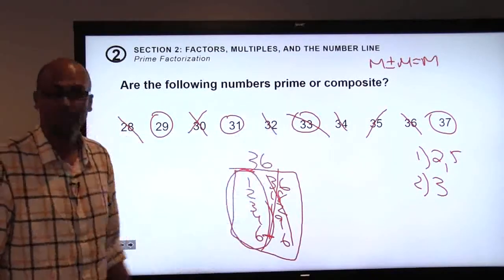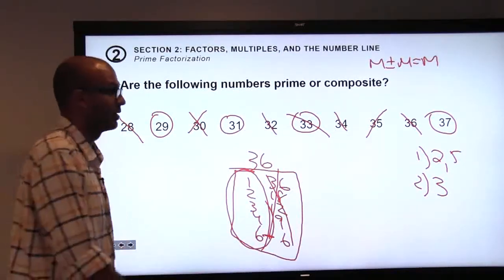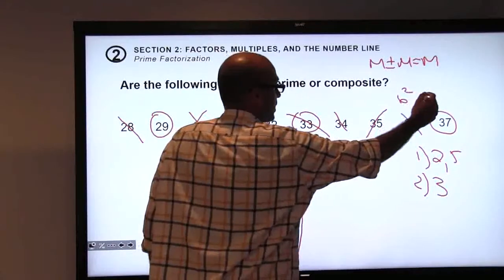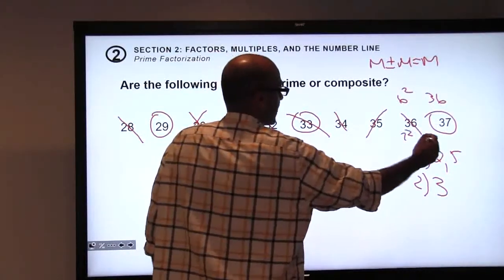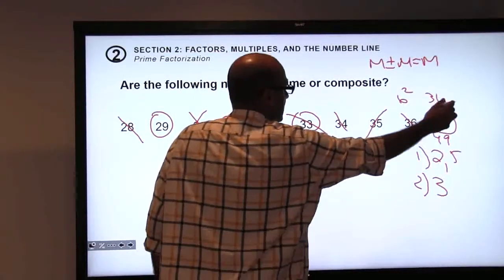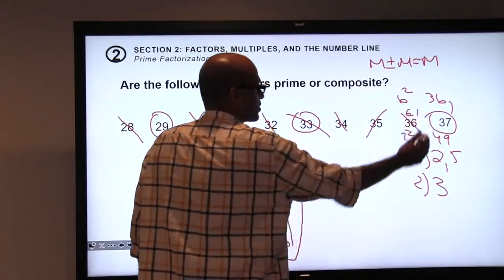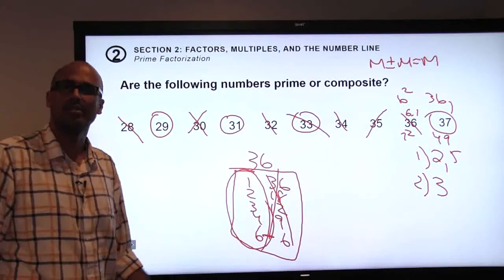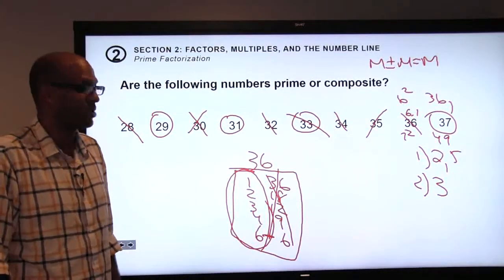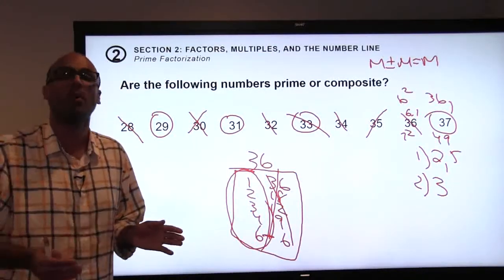So what's the square root of 37? I have no clue. I know 6 squared is 36. I know 7 squared is 49. Given that that's really close to 36, I'd say probably 6.1-ish is the square root of 37. So all I got to do is test all the way up to 6.1-ish.